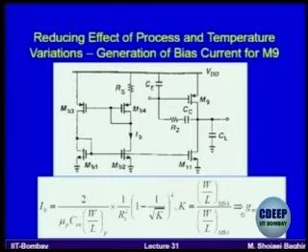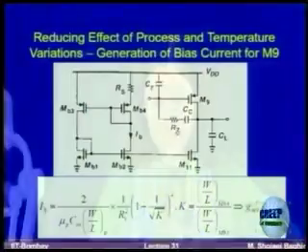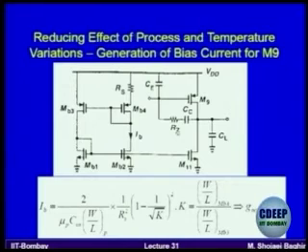How to do that? RZ is a passive resistor, so we are back to the passive resistor, because we know that transistor also has its own problems. So here it doesn't try to solve the problem of area. Area is not solved. Here it tries to solve the problem of process variation if you use a passive resistor.